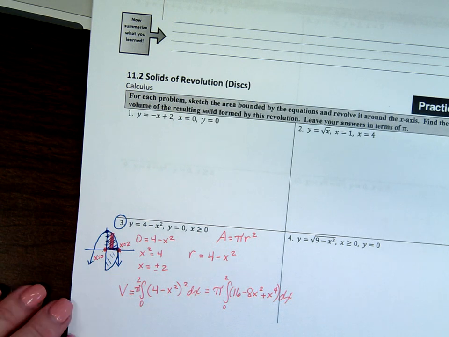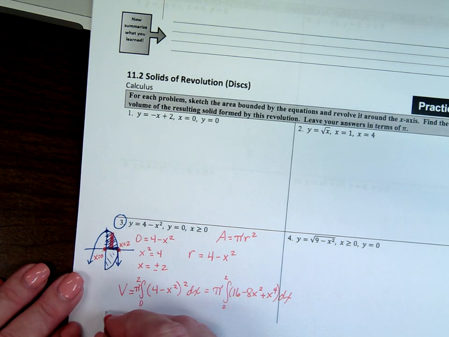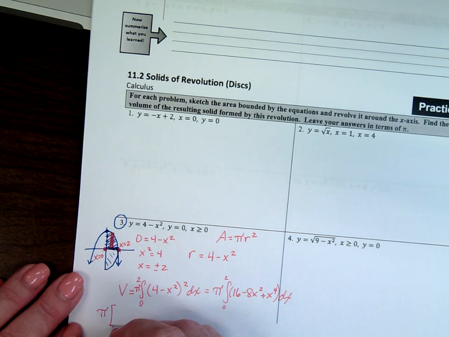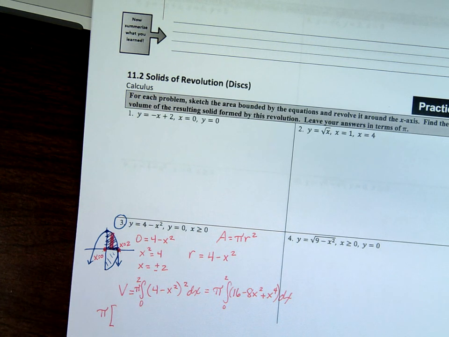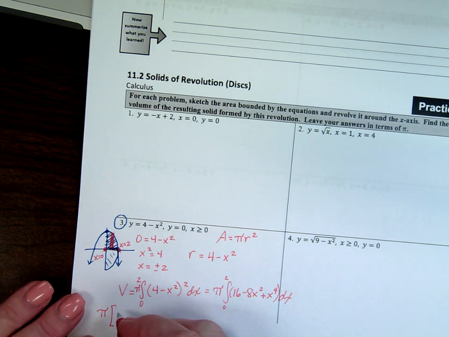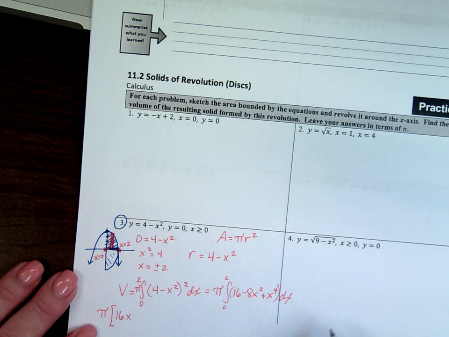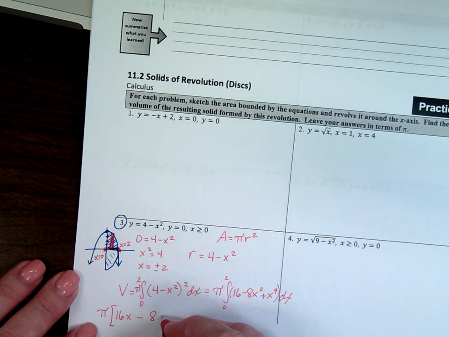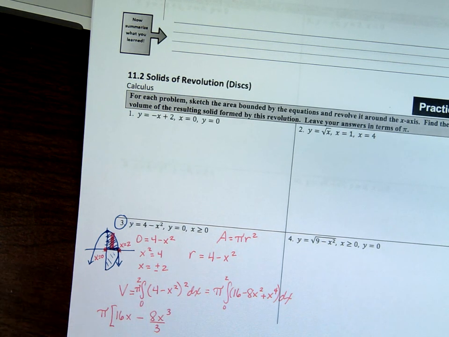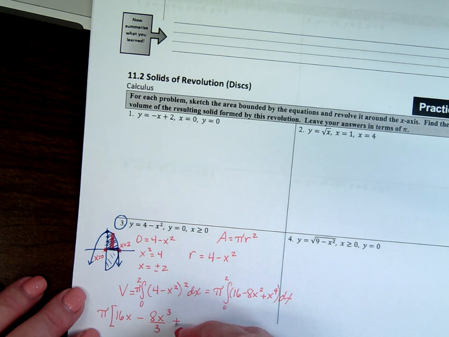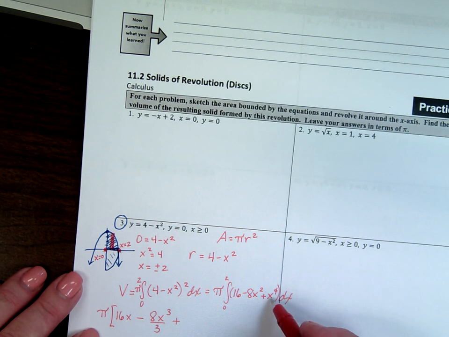So if I were to do f of b minus f of a, this whole hot mess, I have the pi on the outside. If I take an antiderivative of 16, I'm at 16x. If I take an antiderivative of 8x squared, it's going to be minus 8x cubed over 3. And then it's a plus. x to the fourth becomes x to the fifth over 5. And now I'm going to evaluate from 0 to 2.